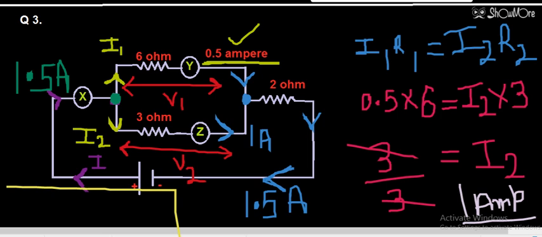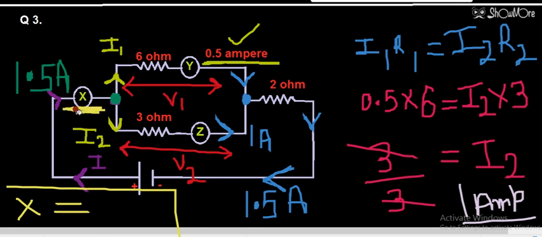Firstly, note down that device X is an ammeter, because current is flowing through it. Obviously it is not connected in parallel with respect to any resistance, so it will be an ammeter. So device X will be an ammeter.